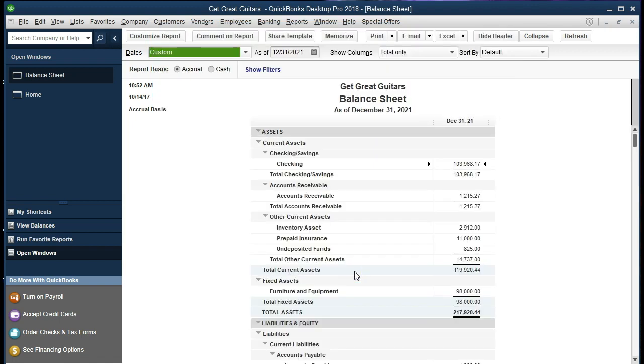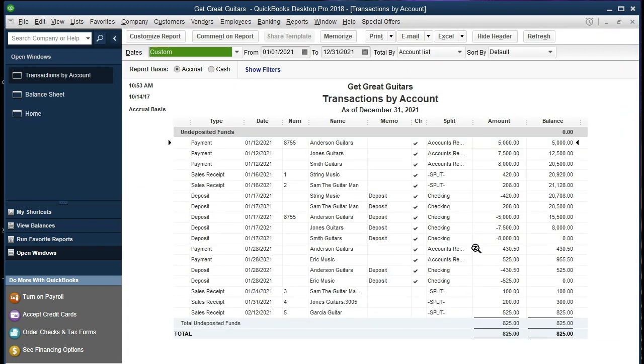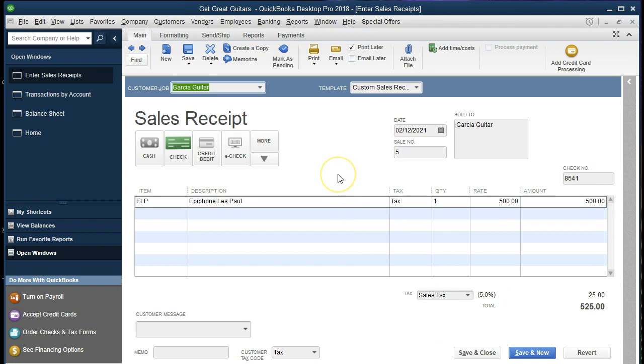Okay, there is our items. We know that we received a check, but it didn't go into the checking account yet. It went into undeposited funds. So we're going to double click on undeposited funds and take a look at that. Here it is there. There's the 525. If we double click on that, there is the sales receipt that we have just generated. So that's for the full 525, including the sales tax. That's what we got the check for.